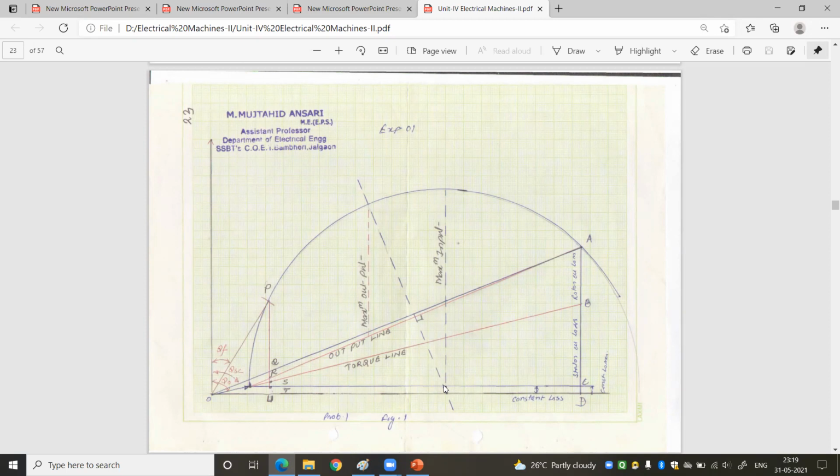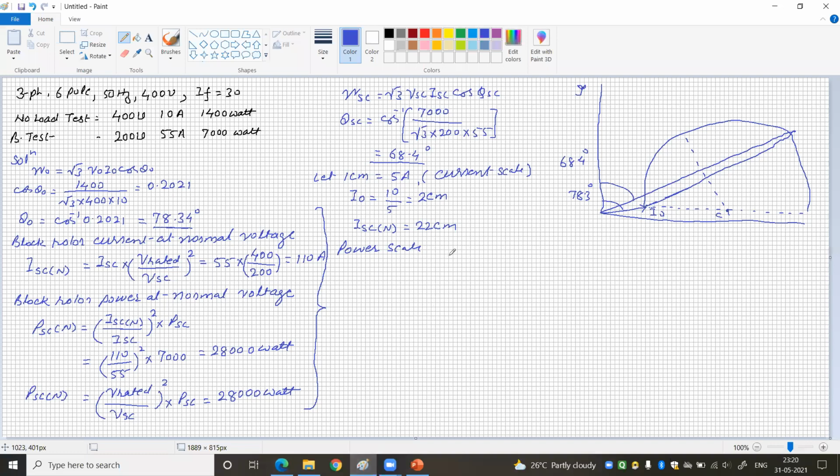Now draw a line parallel to the y-axis, from A to D. The length A to D represents the losses under rated short circuit at rated voltage. So our power scale becomes, the length of the line A to D is equal to say 8 centimeter.